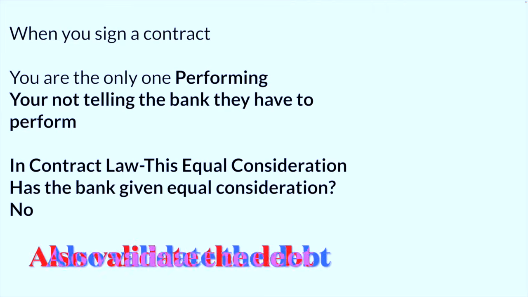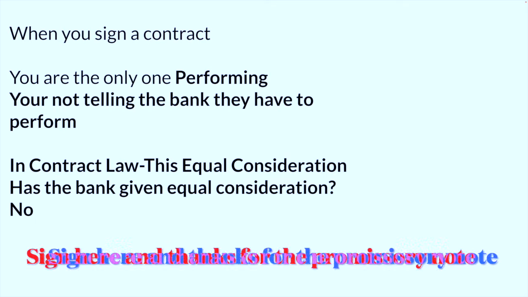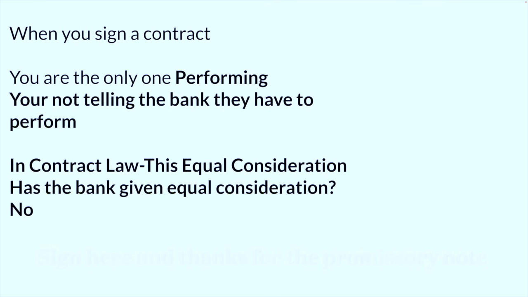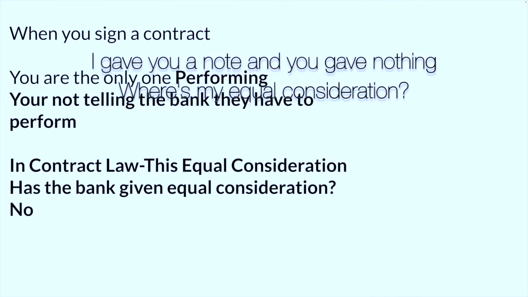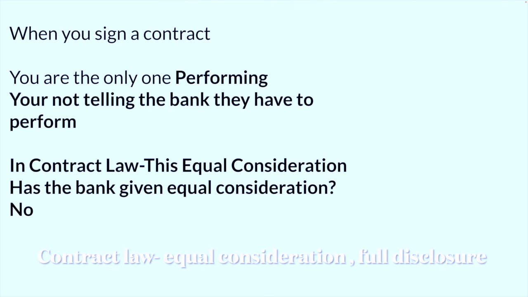So when you sign a contract, you are the only one performing. You're not telling the bank that they have to perform. In contract law, this is called equal consideration. Has the bank given you equal consideration? So you blank endorsed and gave them a promissory note. You gave them a negotiable instrument that they can go sell. So they said they loaned you something, so where is the money that they loaned you? Where did they give you a check for it? No. They just took your note and said, okay, pay. So you signed it, they took your endorsement, sold it, and then told you to pay them. So they actually haven't given you anything.